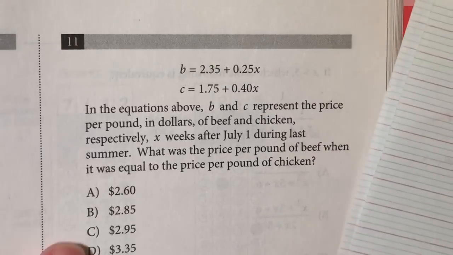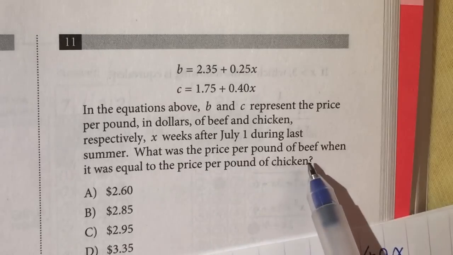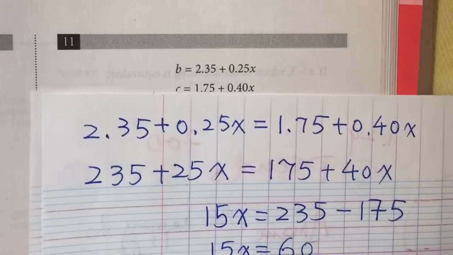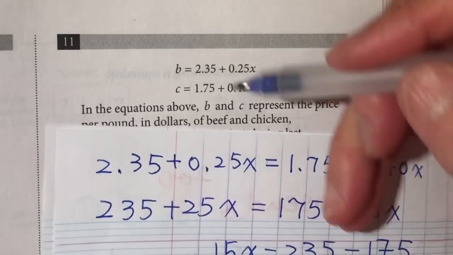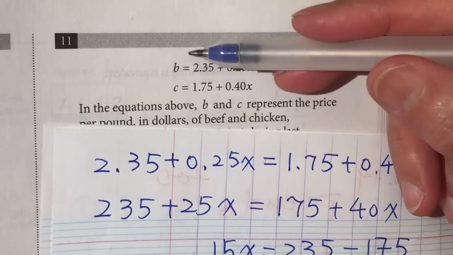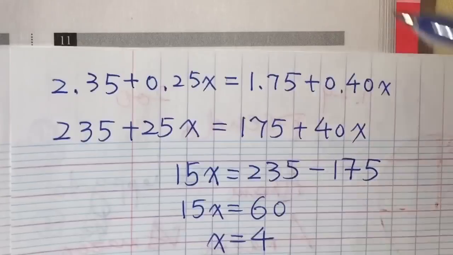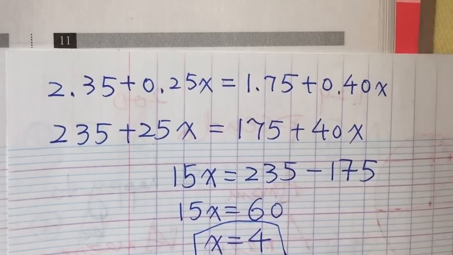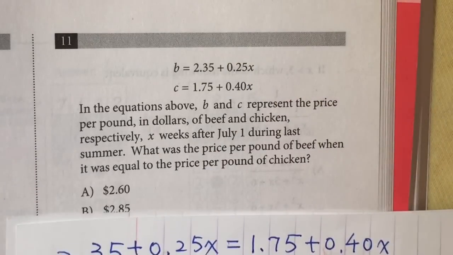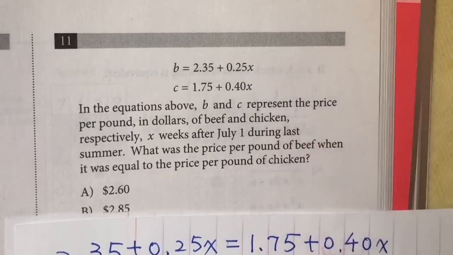This is not the answer, because we are asked what is the price per pound of beef. So what is the price per pound of beef? You have to plug this x value, 4, back into this formula. You can plug into B, you can plug into C, because at this very moment, they are exactly the same price. Only at exactly this time, in these weeks, they are the same price.